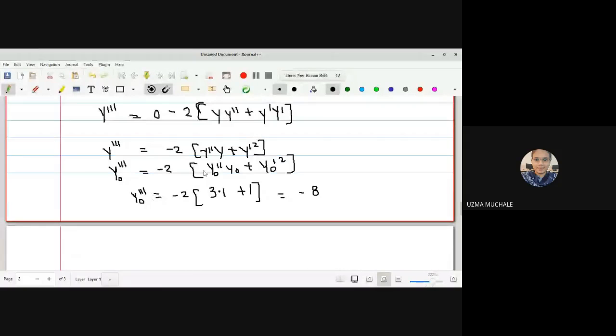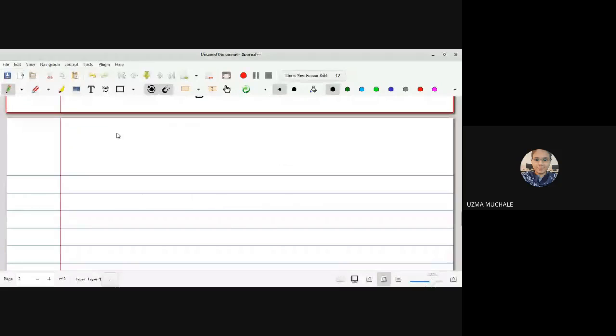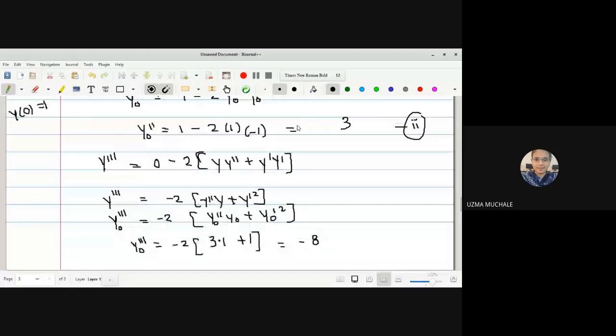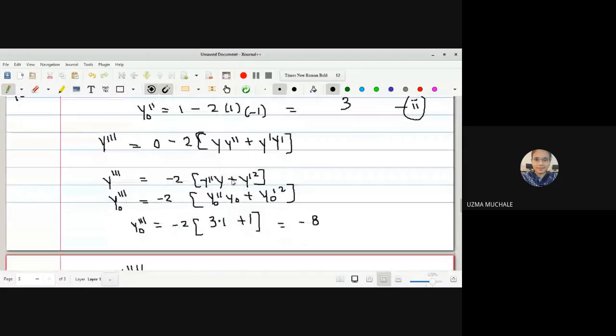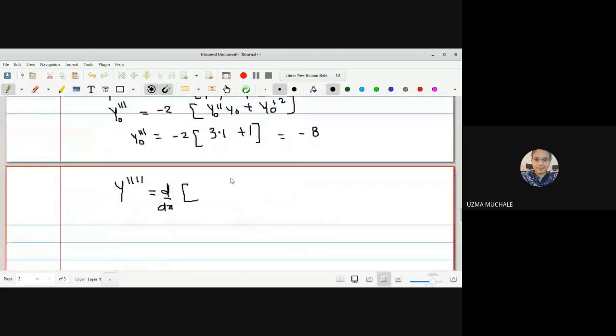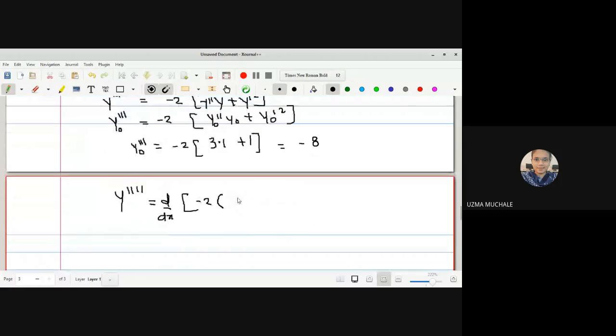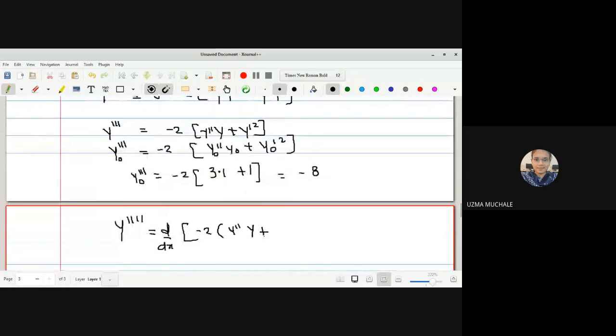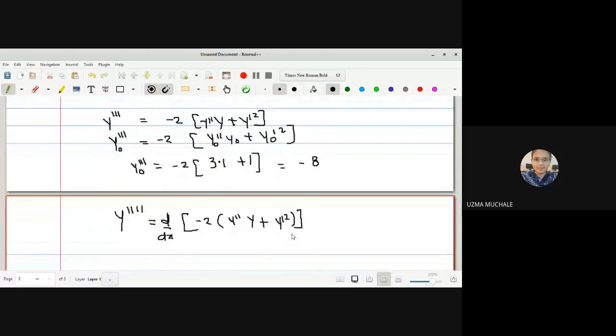Next we have to find out the fourth derivative of y, that is y fourth, which is equal to derivative of y triple dash. What is the value of y triple dash we have found? Let us see here. Y triple dash we have found is this term, minus 2 times y double dash into y plus y dash square. Okay, minus 2 as it is, y double dash into y plus y dash square. Okay, this minus 2 I can take outside.